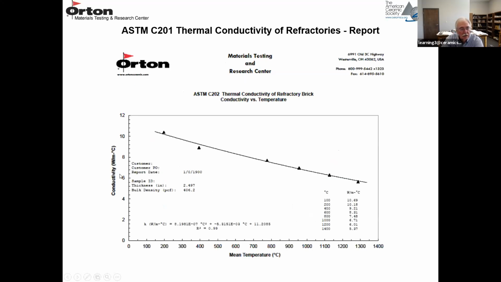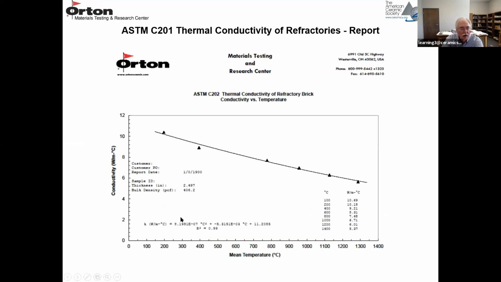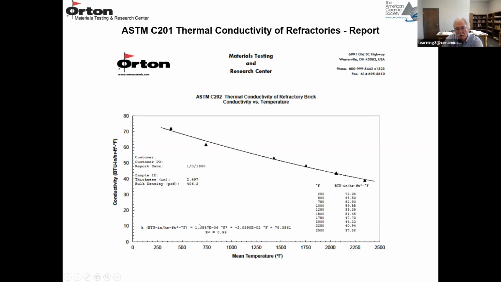And if you plot it, conductivity versus mean temperature, you get a plot that looks something like this. So as a dense refractory material, you expect it to decrease in a 1/T relationship as you increase the temperature. And that's in watts, and this is in BTUs, just the different units. And we fit the data points to a regression analysis so you can calculate the conductivity at different temperatures.